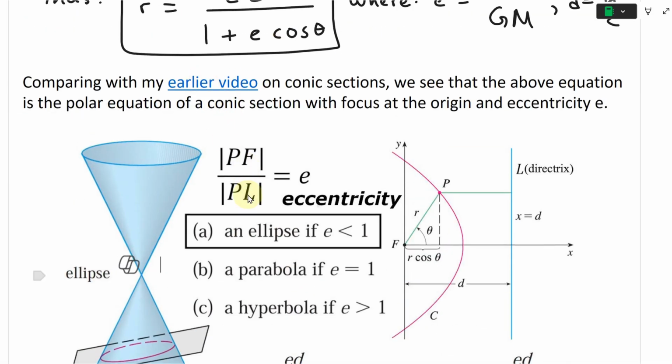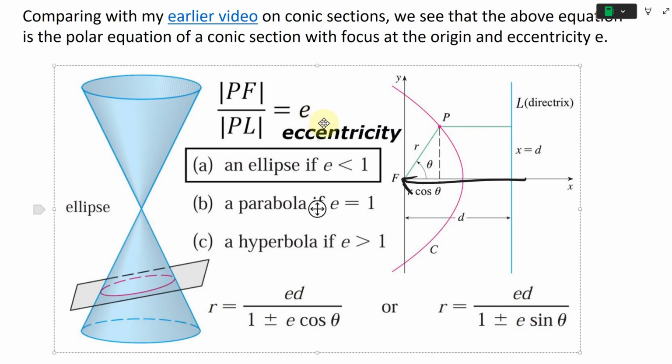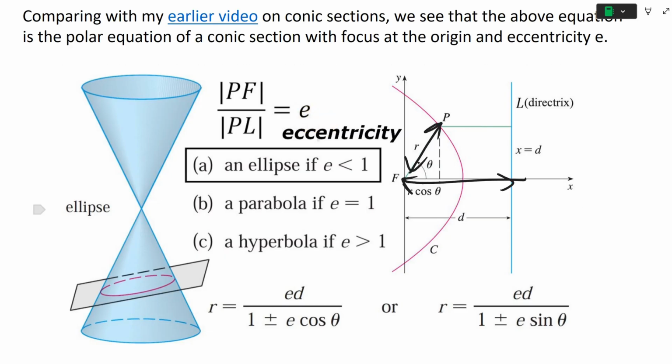So PF over PL equals E, the eccentricity. So basically the ratio is constant, the way it is defined using the unified setup. E is constant and less than 1, and that's the focus right here. PF is the distance from the point to the focus, and PL is the distance to the directrix. So if you divide this distance PF by this one here, you get a constant.